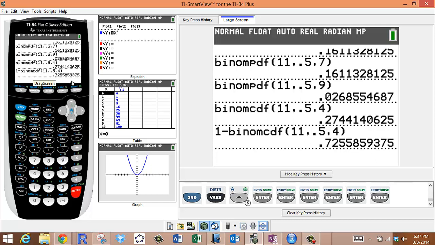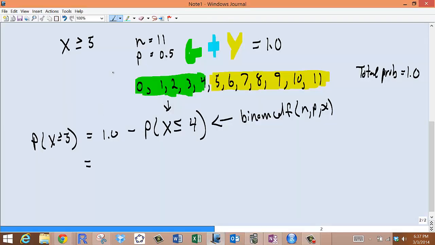Okay, so we calculated the whole thing here. 0.72558 is the solution, but remember 0.2744. We'll just cut it off at 4 decimal places.